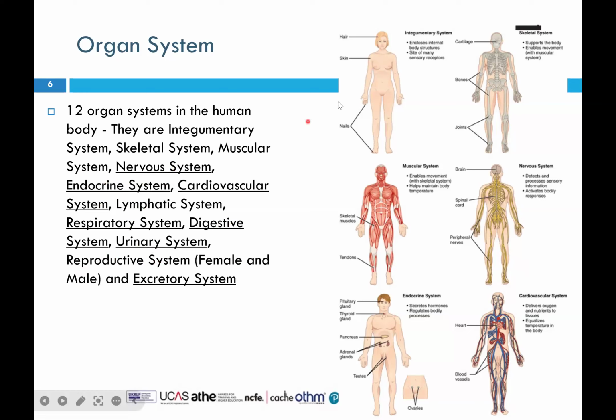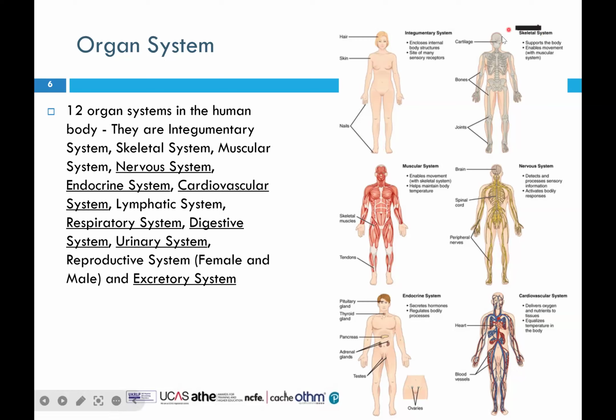So you have all of these. This is the integumentary system, which comprises the external body structures, and it's the site of sensory receptors. So you can sense pain, for instance. You have your skin and your nails in the integumentary system.